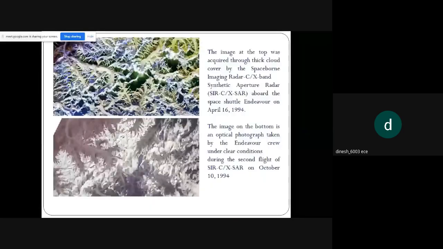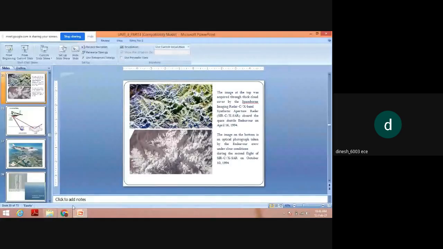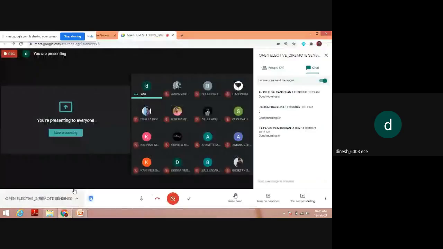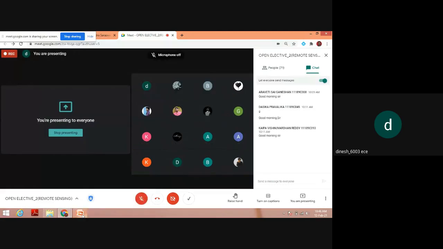Any queries till this, you can type in the chat box. If there are any queries till this slide, you can type in the chat box, then I'll proceed on to the next topic.